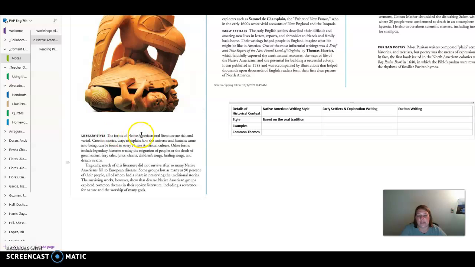The forms of Native American oral literature are rich and varied. Creation stories, ways to explain how the universe and humans came into being, can be found in every Native American culture. So we could add here, they often are writing about creation. That's something that they would discuss, and I say write about, they would tell stories about how things were made. So I'm going to put that into themes.